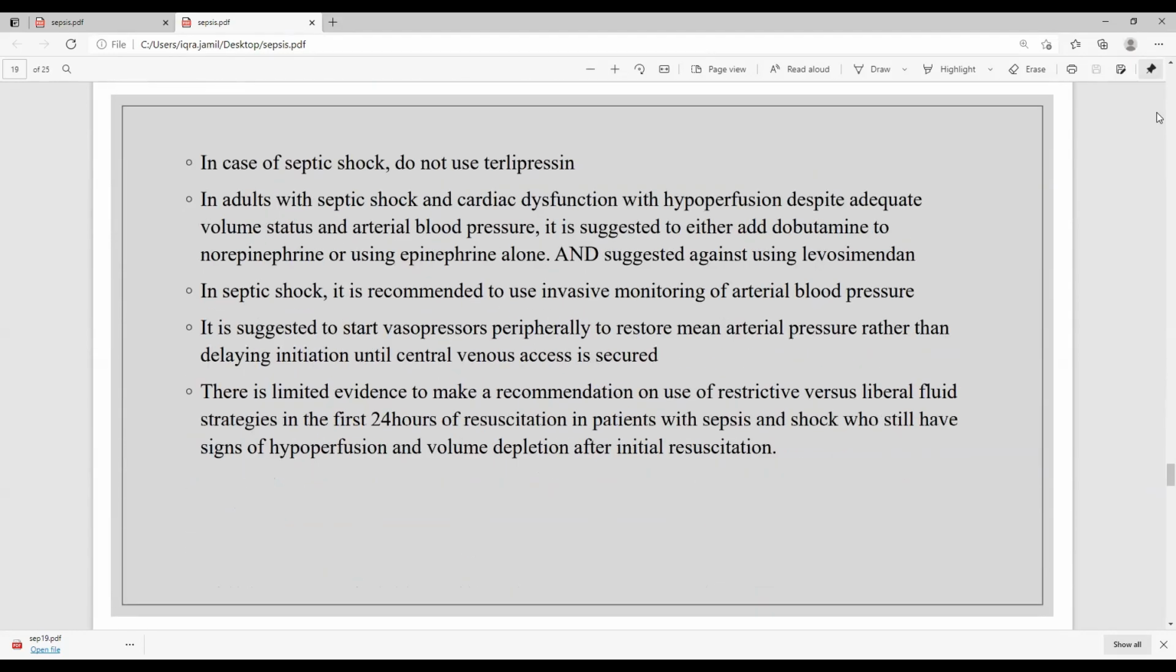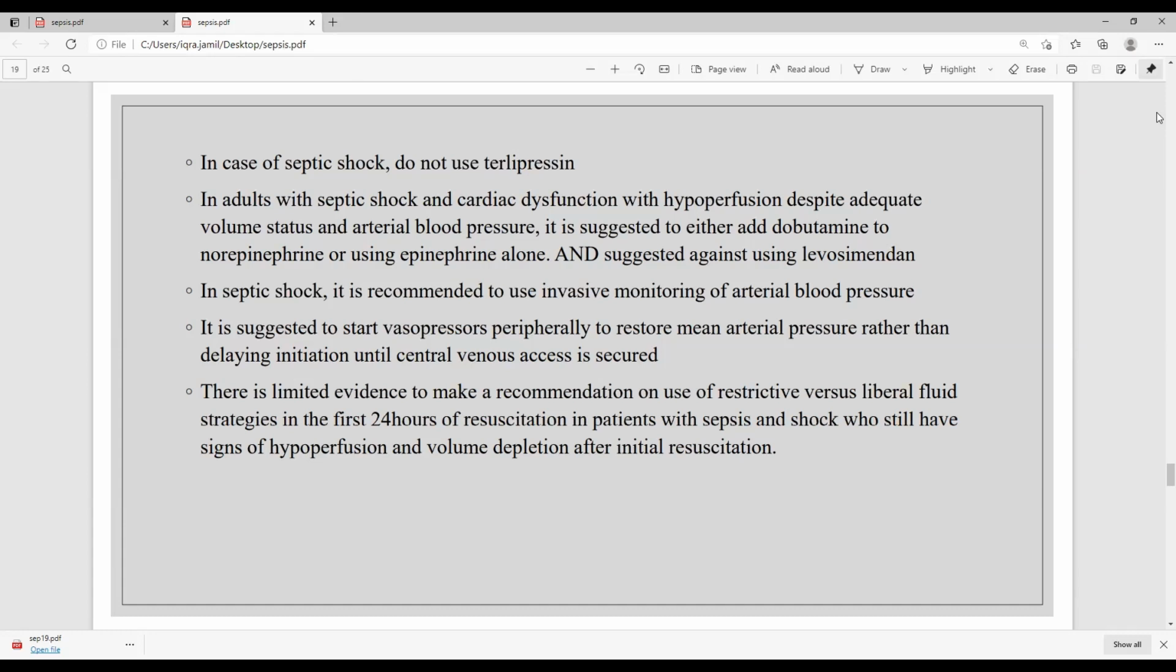In case of septic shock, do not use terlipressin. In adults with septic shock and cardiac dysfunction with hypoperfusion, despite adequate volume status and arterial blood pressure, it is suggested to either add dobutamine to norepinephrine or use epinephrine alone, and suggested against using levosimendan.